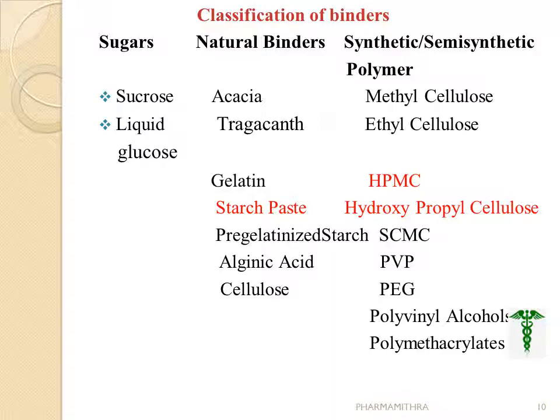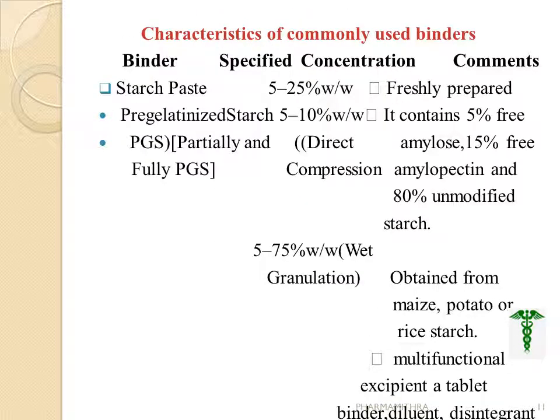You should know these examples of binders and memorize them. Normally the cellulose derivatives are examples of binders. So note this: HPMC, SCMC, and polyvinyl alcohol are examples of binders. Going to the characteristics of commonly used binders, first note the concentration. Starch paste is freshly prepared, and 5 to 25% weight by weight is required to act as a binder. In the case of pregelatinized starch, it is 5 to 10%, and it contains 5% free amylose, 15% amylopectin, and 80% unmodified starch.